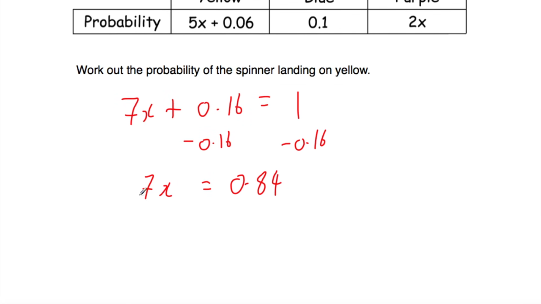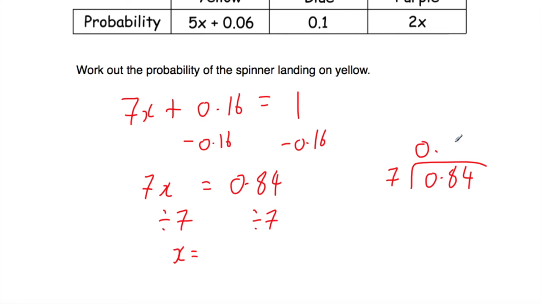Now we want to find out what x is, so we're going to divide both sides of the equation by 7. On the left-hand side, we'll be left with x. On the right-hand side, we've got 0.84. We're going to divide that by 7, and let's see what we get. How many 7's going into 0? 0. How many 7's going into 8? That's 1, remainder 1. And how many 7's going into 14? That's 2. So that means that x is equal to 0.12.